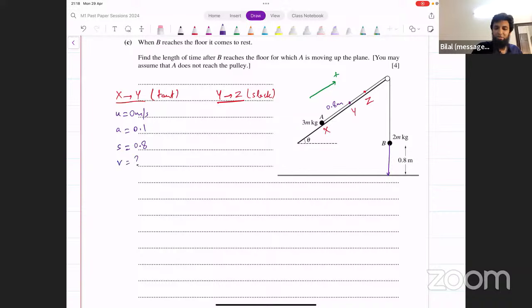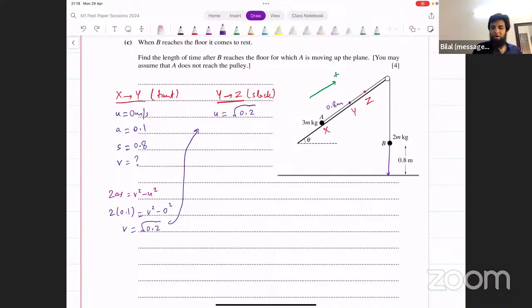V, A, S, and U, which equation connects these four things? 2as equals v squared minus u squared. What do we get from that? 2 into 0.1 equals v squared minus 0 squared. We will get a value of v from this. That's square root of 0.2. That's the velocity of the particle at the point Y. Now that becomes initial velocity for Y to Z part of the journey. So here, initial velocity is under root 0.2.